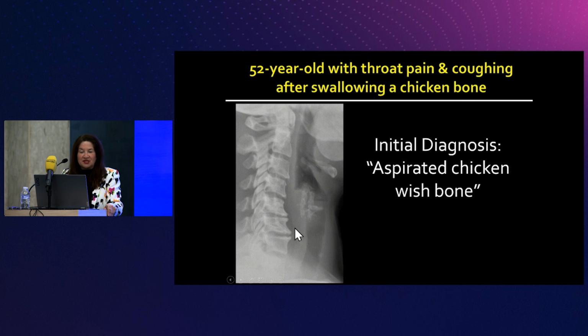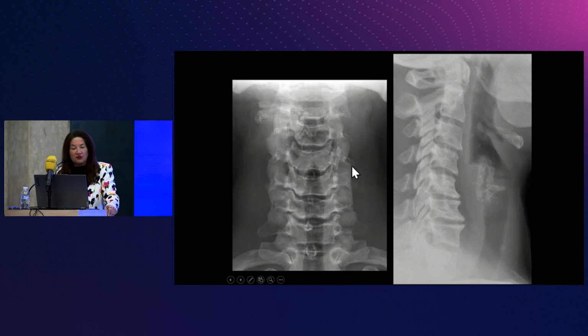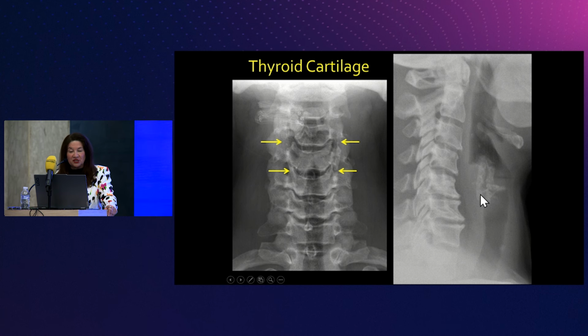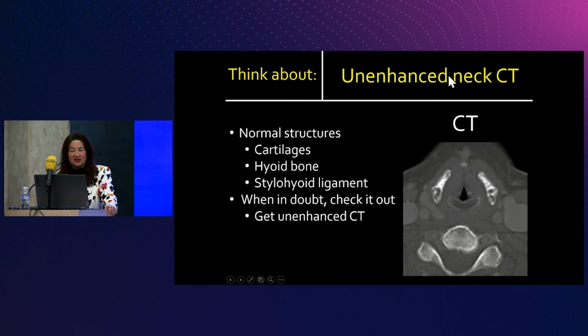So this was read as an aspirated chicken bone. This is not an aspirated chicken bone. It was actually referred to as a wishbone in the report. If you look very closely, this is just a heavily ossified thyroid cartilage. And when in doubt, check it out.